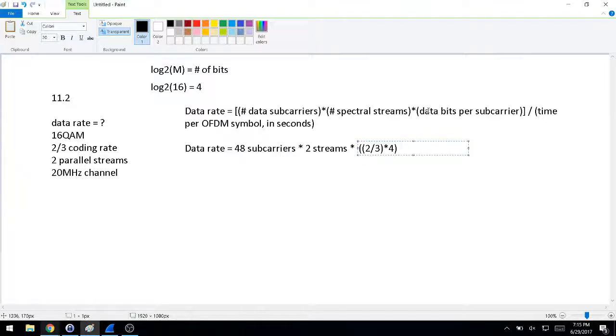Again, we're using 4 data bits per symbol because we're using 16 QAM. But then we have a 2/3 coding rate, which means that only 2/3 of all the bits that we send are actually data. The other third are being used for non-data purposes, such as error correction. And so this is addressing our data bits per subcarrier section, right here. And then lastly, we have the last bit of our formula, which is time per OFDM symbol in seconds.